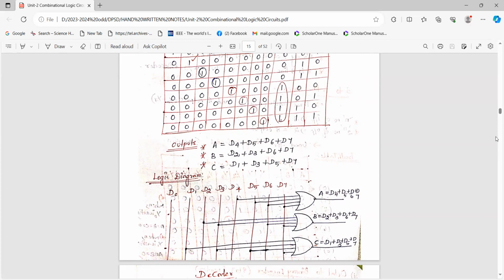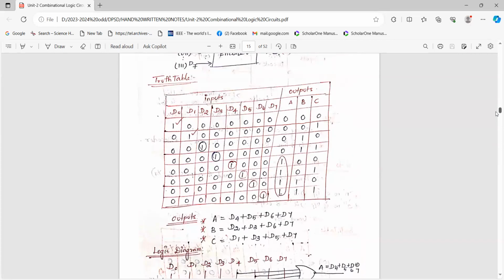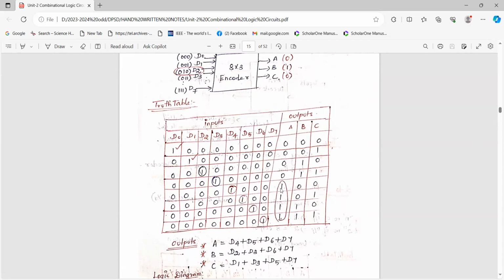Here, see, this is the output. ABC is the output, where we obtain 1 for 4, 5, 6, and 7. We obtain the output for A. Therefore, we need to write A is equal to D4, D5, D6, D7. For B equal to 1, we obtain it using D2, D3, D6, D7. Because 000 represents 0, 001 represents 1. So likewise, the 0 to 7 representation is here.